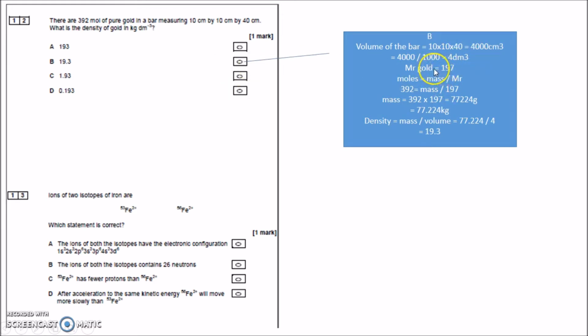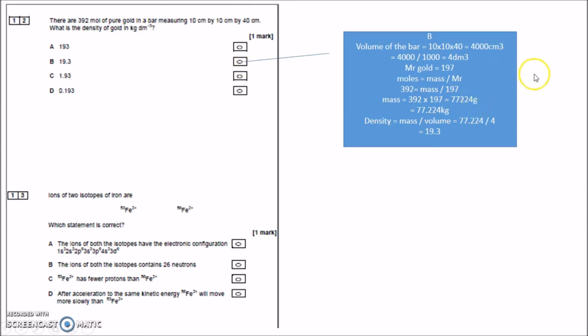Looking on the periodic table, the Mr of gold is 197. Moles is mass divided by Mr. So moles is 392 moles. It tells me in the question it's the mass divided by 197. So the mass is these two numbers multiplied together, 392 multiplied by 197, which is 77224 grams. Now it wants it in kilograms per decimetre cubed, so we've got to get this into kilograms.